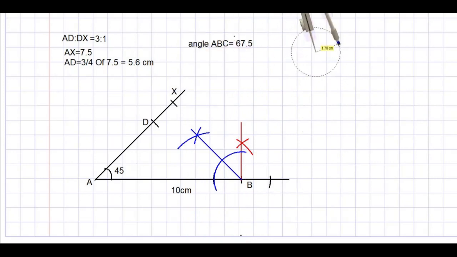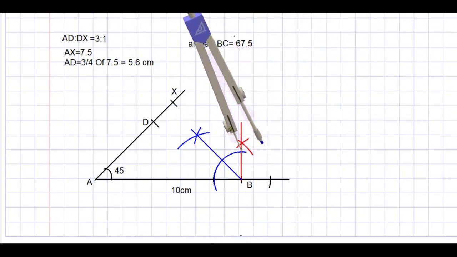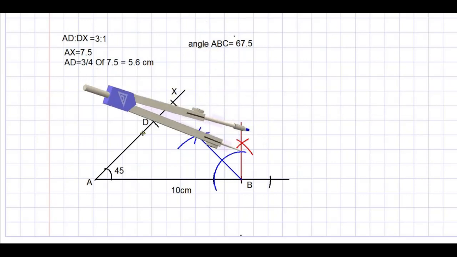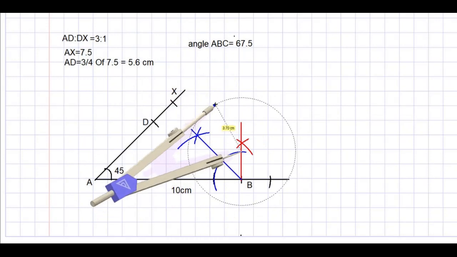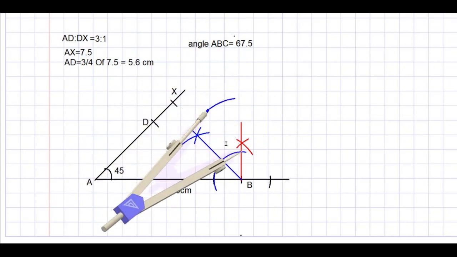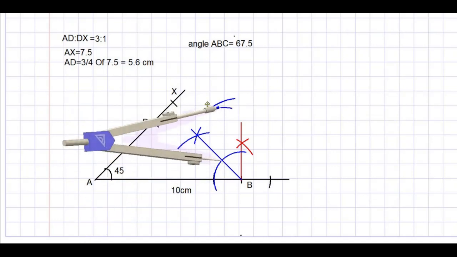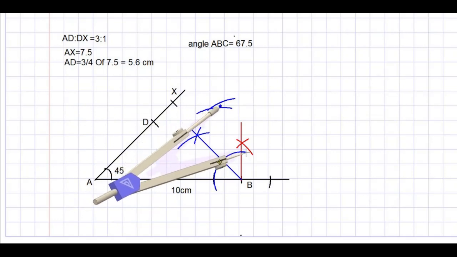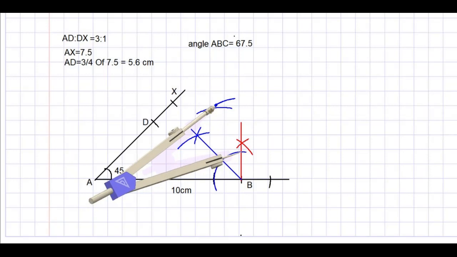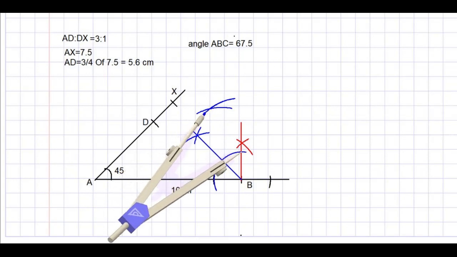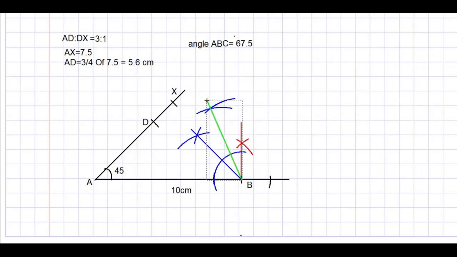Then from there, for us to get 67.5, we have divided this angle, bisect into 2, 45, 45. Again, we need to bisect this angle 45, so that we get 22.5. 22.5 plus 45, that will be 67.5. And therefore, this line we shall draw there will be an angle of 67.5 degrees.